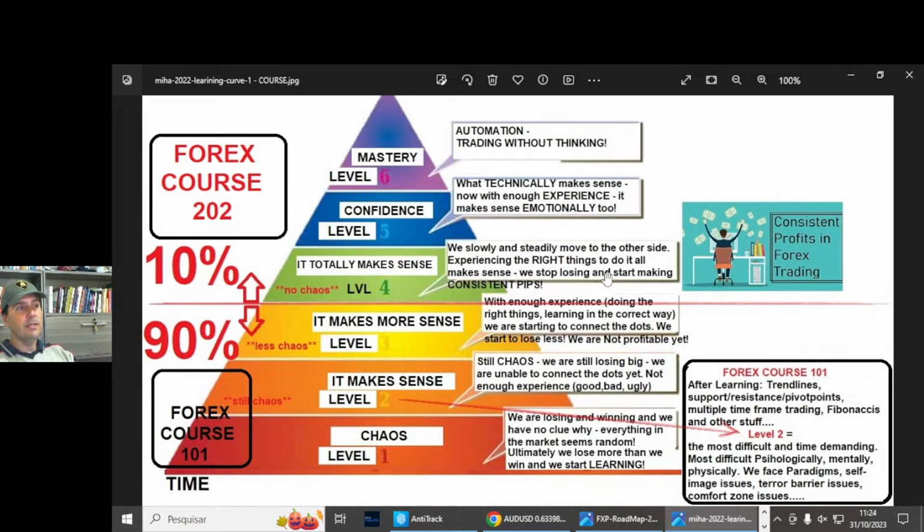We stop losing and finally, start making consistent pips. And if you continue, you get enough confidence, what technically makes sense. Now with enough experience, it makes sense emotionally too. So you are not fighting homeostasis anymore. You are not fighting with yourself. You are not doubting anymore. And again, this is common sense. When you've done this thousands of times, right? It's always the same. Data samples, always the same.